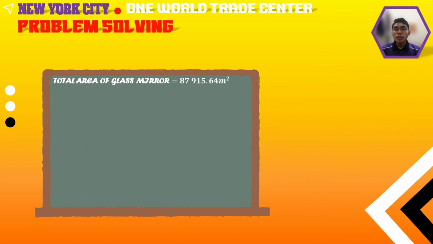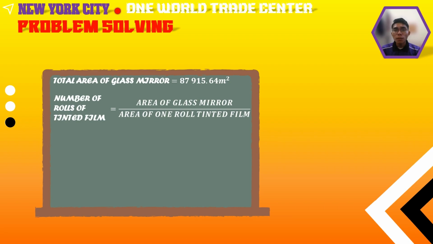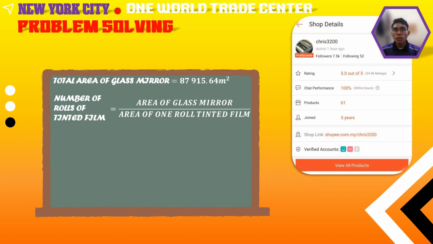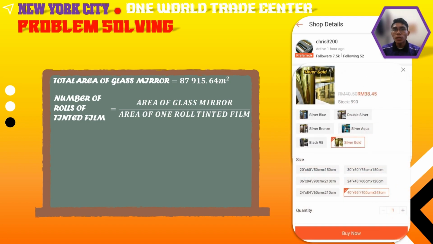The next step, to find out how many rolls of tinted film we need, is to divide the area of the glass mirror by the area of one roll of tinted film. According to our research on Shopee, we found a shop named Chris3200 that sells silver gold film with the largest size of 100 cm wide and 243 cm long at a price of 38 ringgit 45 cents per roll.